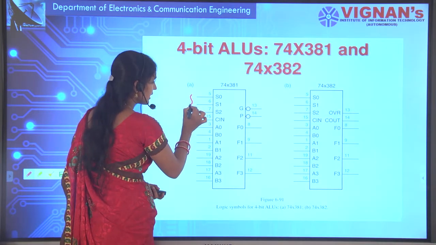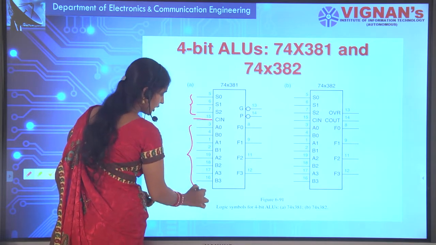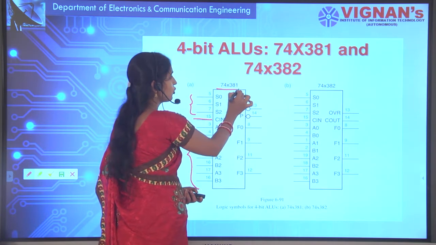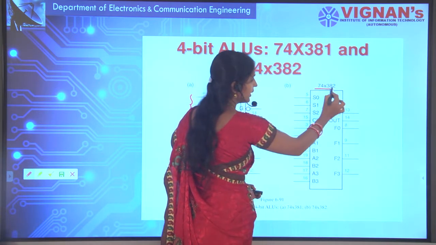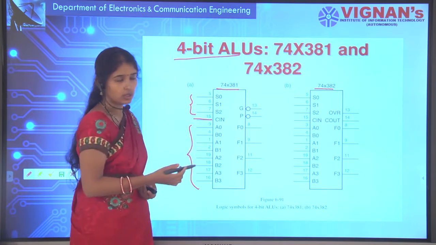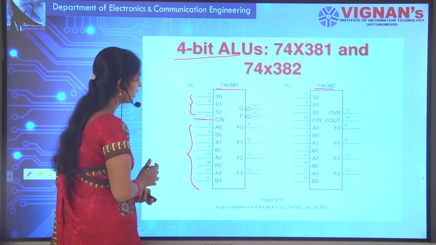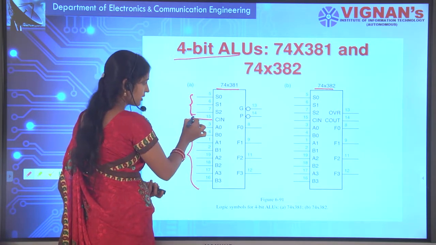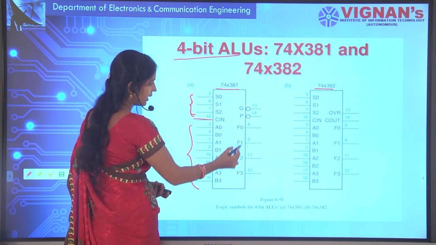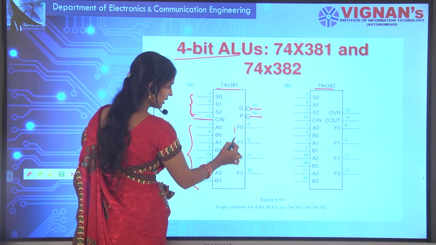See, there are 3 selection lines as well as carry in, and there are 3 bits. The internal circuitry we have seen, this is your IC. These are the 74381 and 74382 ICs. These are 4 bit ALUs. Whatever circuit you have seen, this is what the IC looks like, where there are 3 selection lines, S0 to S2, as well as 4 bits. At the same time you have G and P, these are active low signals, and F0 to F3.